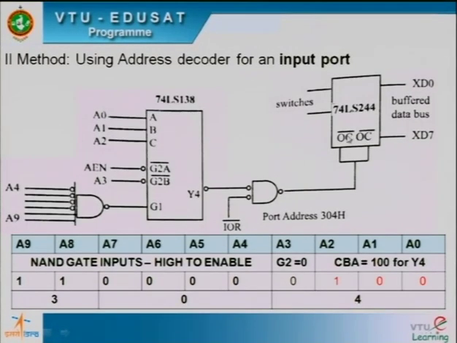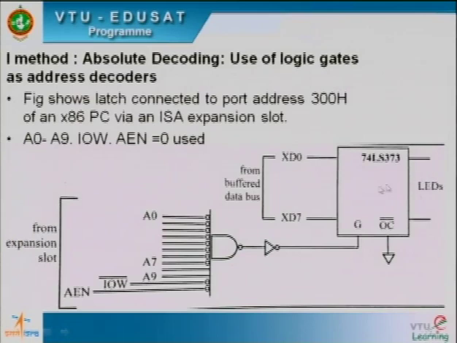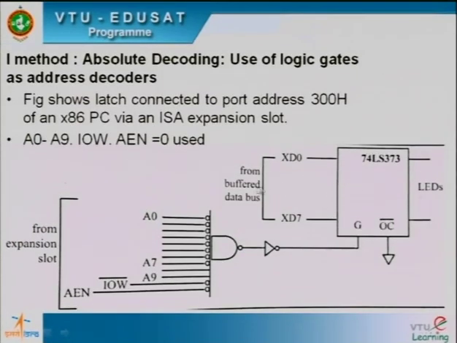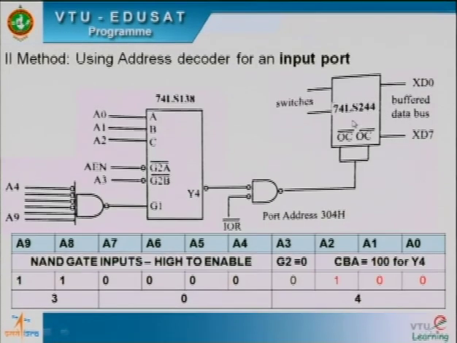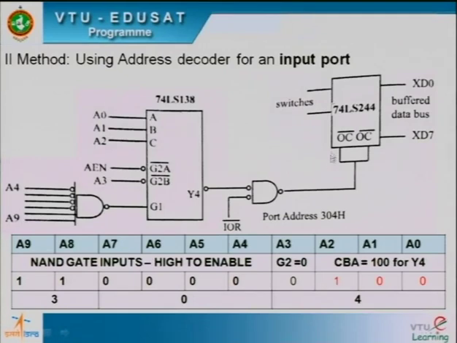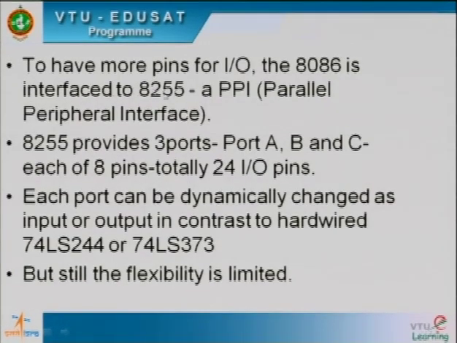These latches and buffers are hardwired. 244 I cannot use as a latch, I can use it only as an input buffer. Similarly, this 373 I can use as unidirectional, that is, it is used with an output port. This cannot be used with an input port. 244 can be used with an input port. To have more flexibility, we use 8255.